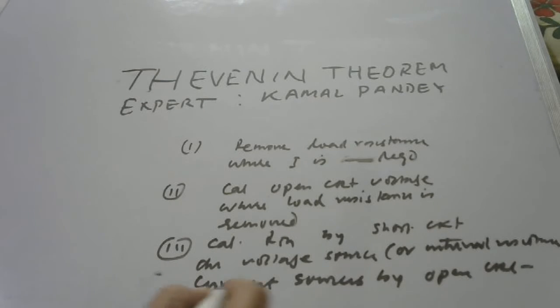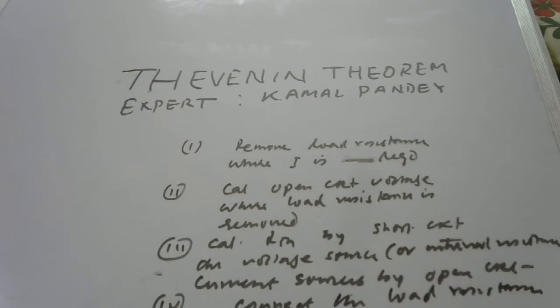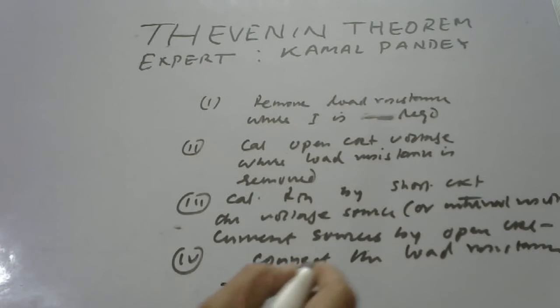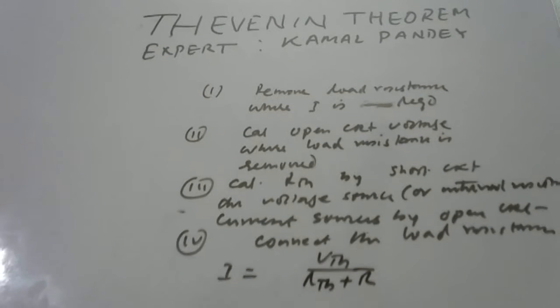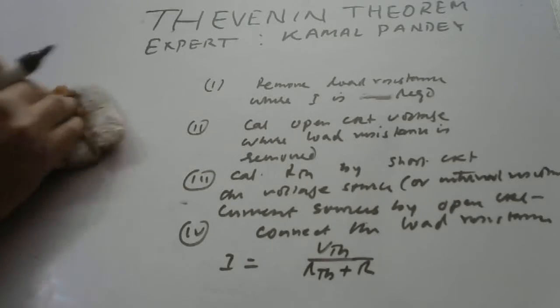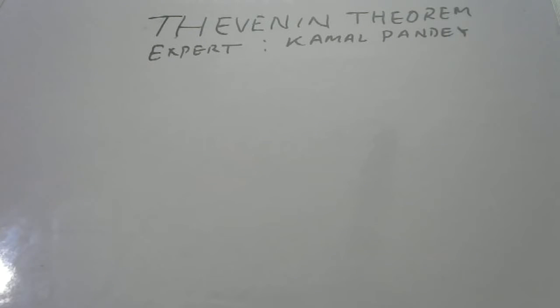Next, we connect the load resistance and we calculate the current by this formula. Current is equal to VTH divided by RTH plus R, where R is the load resistance. These are the steps involved. The fourth step involves finding the current through the given resistance with the help of Thevenin theorem. Okay, we go for the solution of certain questions, how to Thevenize a network.